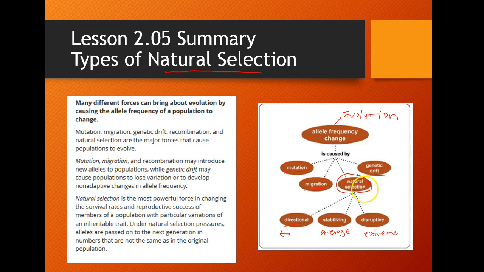So it's really important that you remember that evolution is caused by natural selection for one, and these are different types of natural selection. Out of all of these causes of evolution that we have gone through, it's important to note also that natural selection is the most powerful force in changing a population's allele frequency.